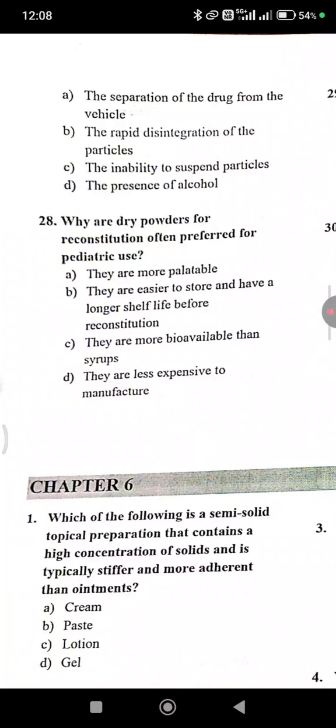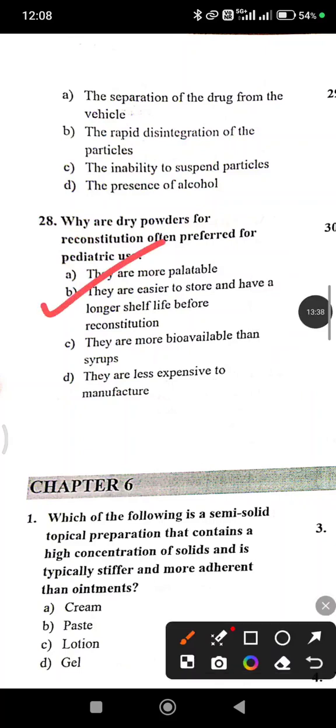Let's go to question number 28. Why are dry powders for reconstitution often preferred for pediatric use? Option B, they are easier to store and have a longer shelf life before reconstitution.